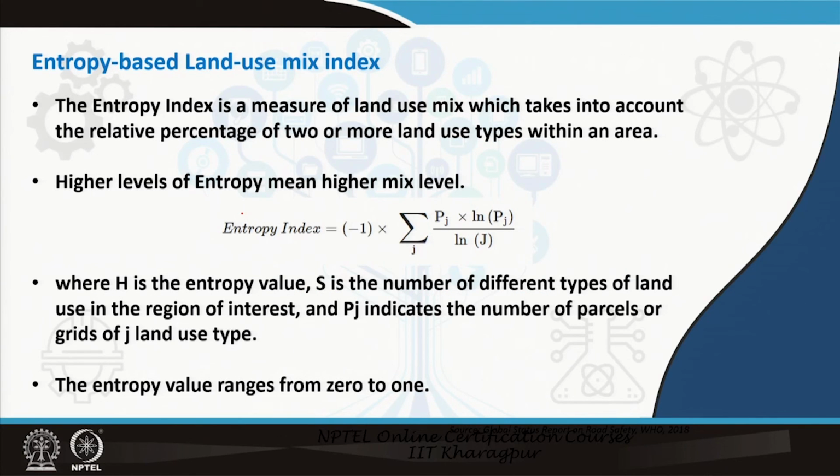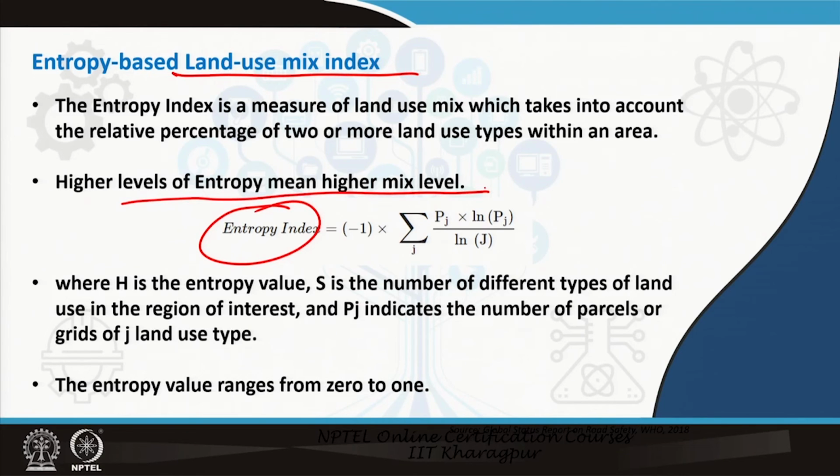One way to determine the land use mix in your city is the entropy index. A higher entropy index means a higher land use mix, and a higher land use mix means better for safety. The entropy index is nothing but an index developed from the different types of land use on the different parcels.